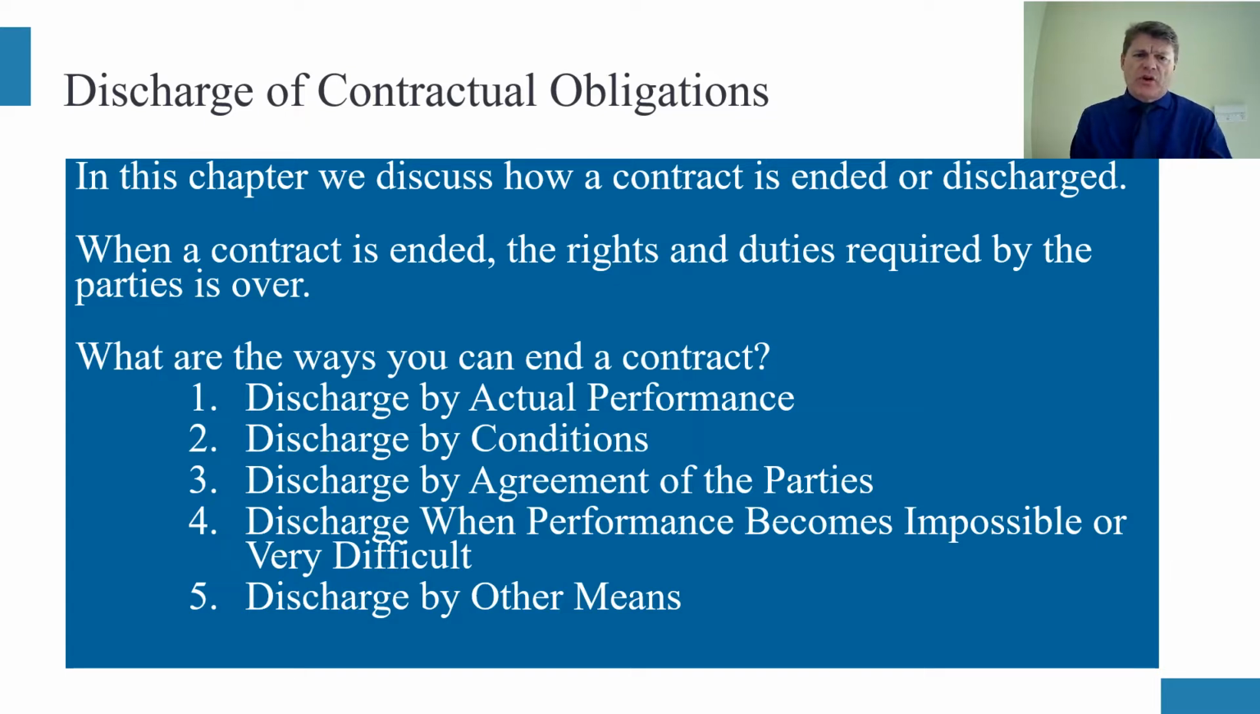We'll talk about discharge by a certain set of conditions. There are certain things that can trigger a contract to either spring into life or spring its termination, and we'll discuss a few examples of those in this chapter. We'll talk about discharge by agreement of the parties. As a general contractual principle, you can agree to modify or change virtually any aspect of a contract as long as each party is able to communicate with the other and they both are in agreement about the changes that are to be made.